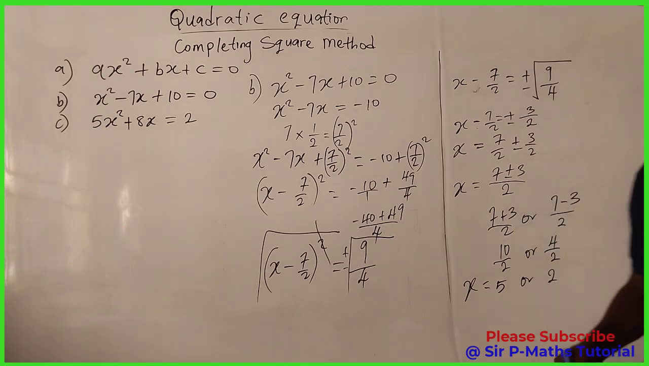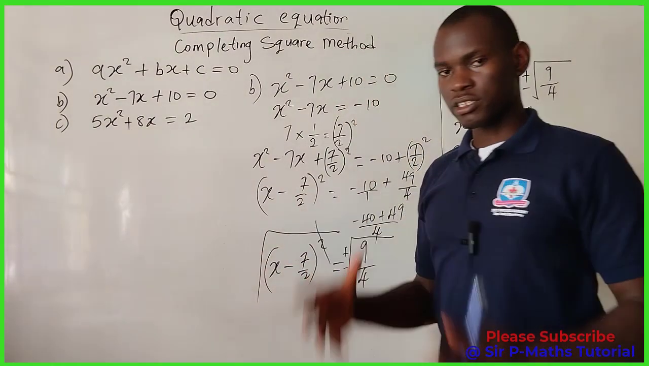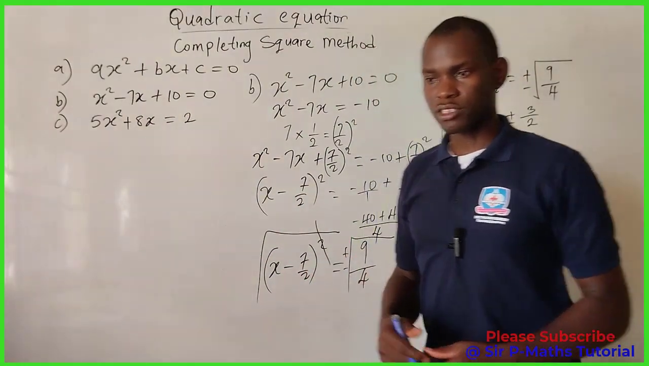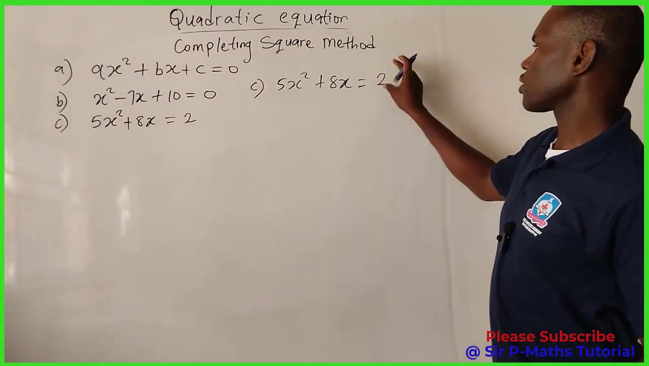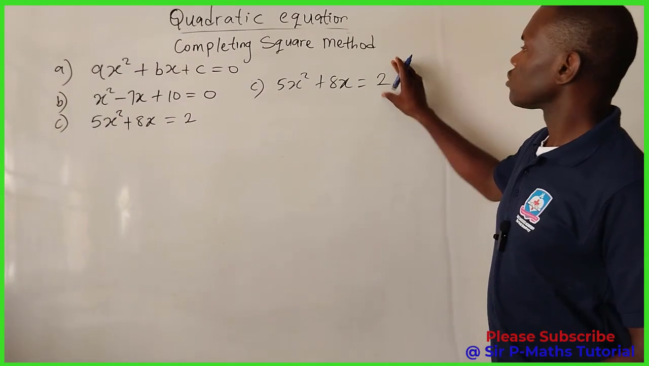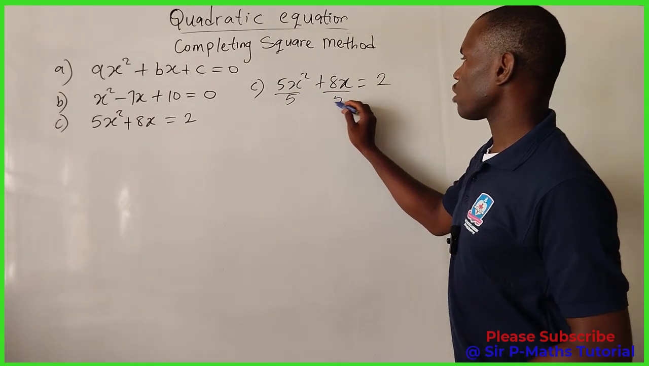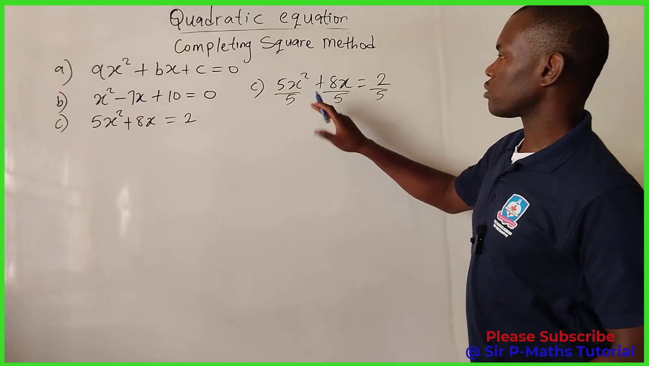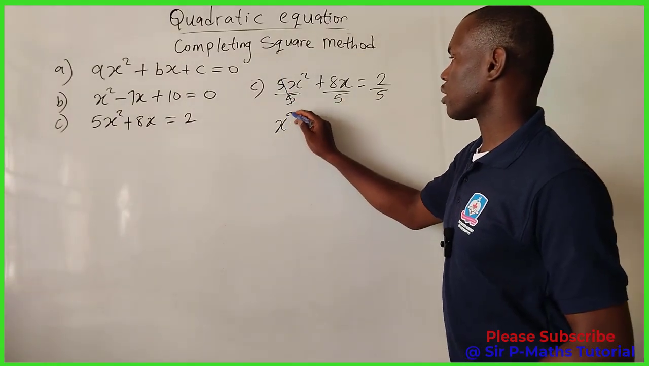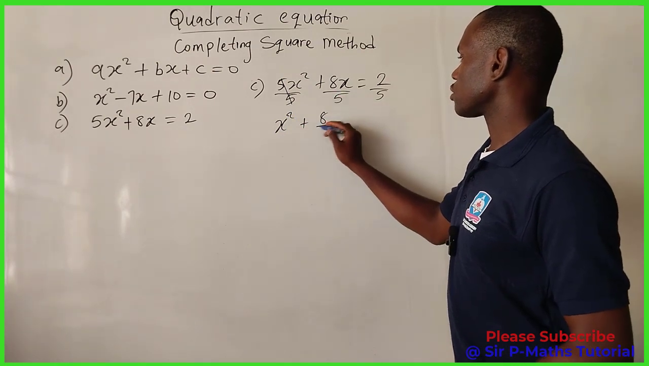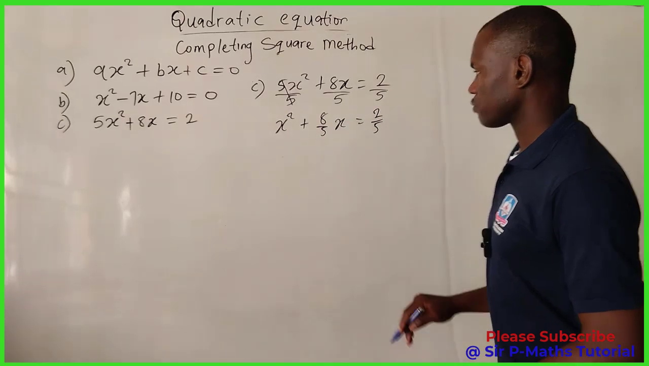This is the method of completing the square. I will solve the last one to concretize the knowledge you have already gotten. Finally, we solve this. Now, the constant had already been taken to the right-hand side. So the first thing I'm going to be doing here is dividing through by the coefficient of the x squared. This will cancel. Then I'll have x squared plus 8 over 5x equal to 2 over 5.